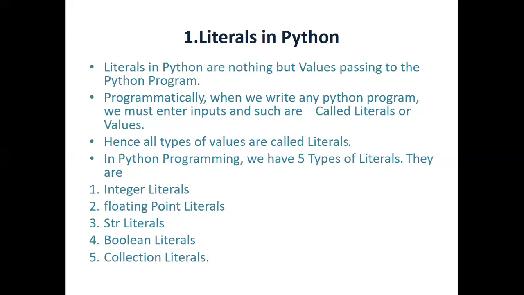In Python programming, we have five types of literals. One is an integer literal. Second is a floating point literal. Third is string literals. Fourth is Boolean. And fifth is collection literals.